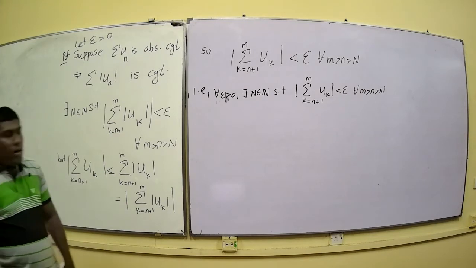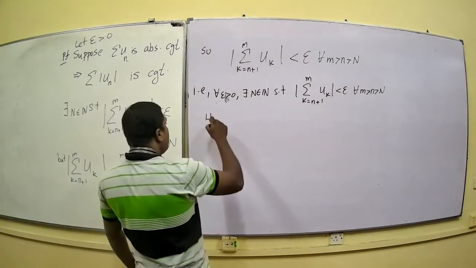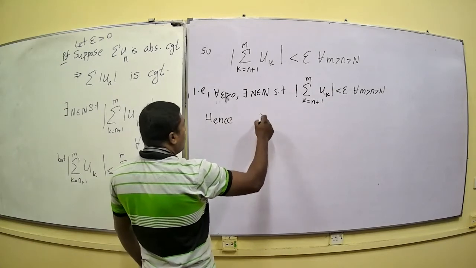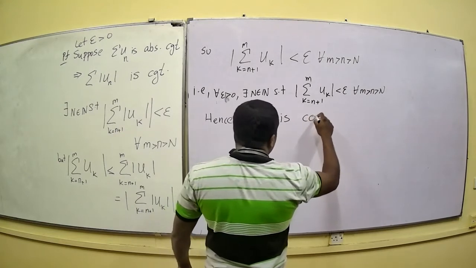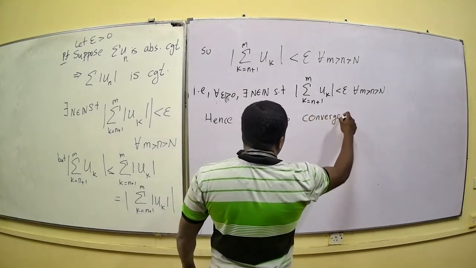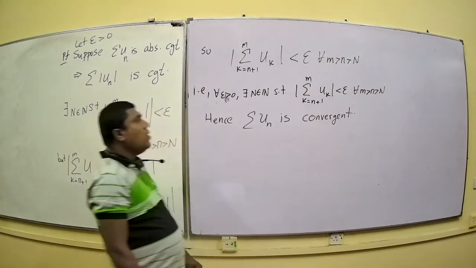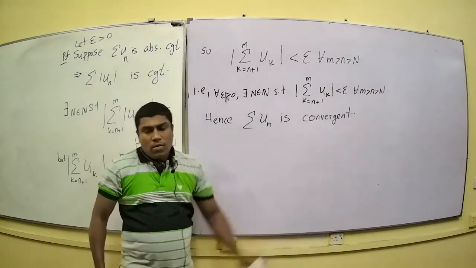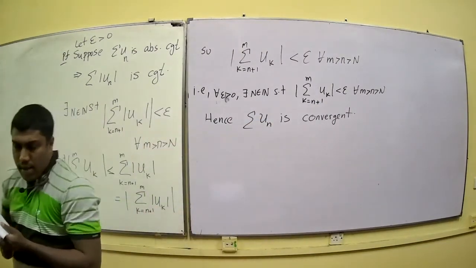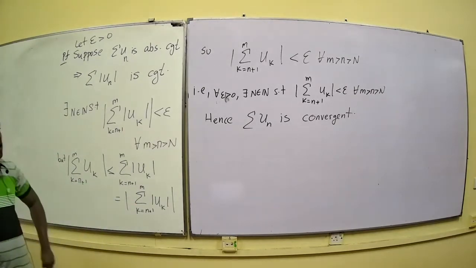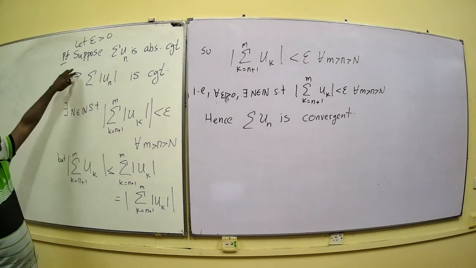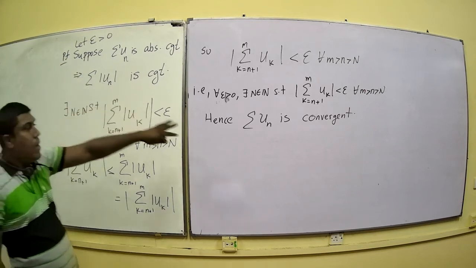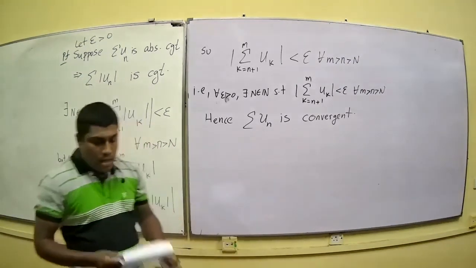So if that is true, then obviously, because we already know this implies the summation of un is convergent, one of the theorems we studied earlier, the series is convergent. Okay, so that's what we wanted to prove. Absolute convergence implies convergence of the series.